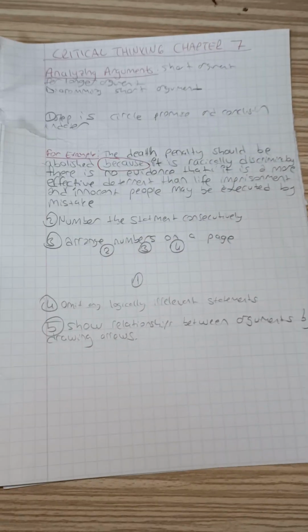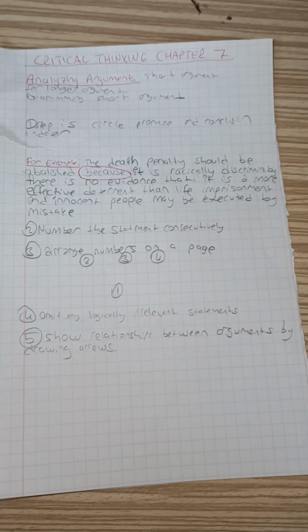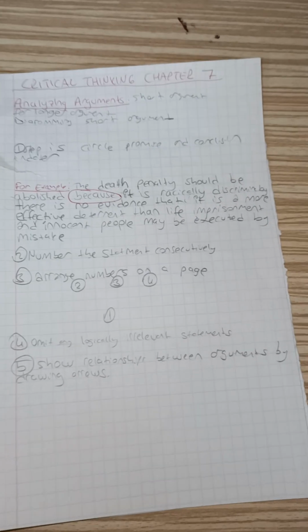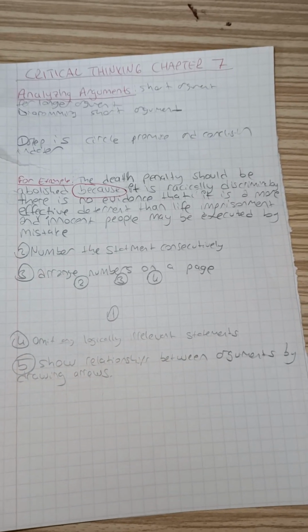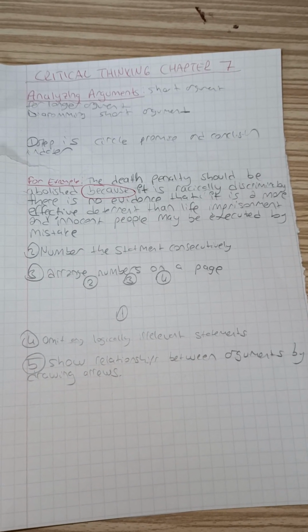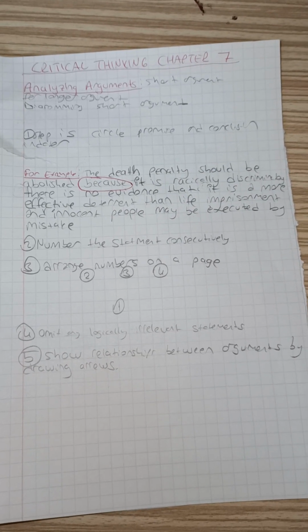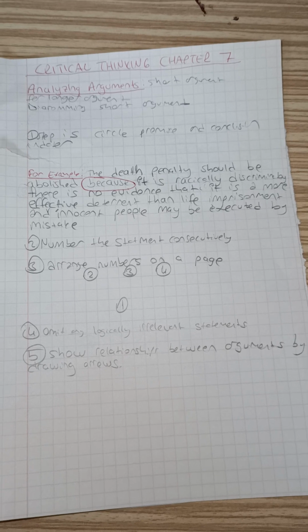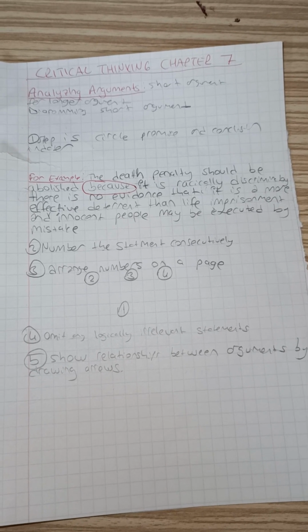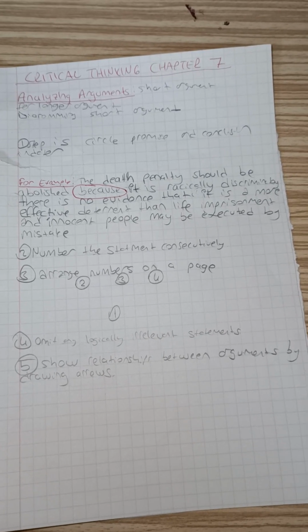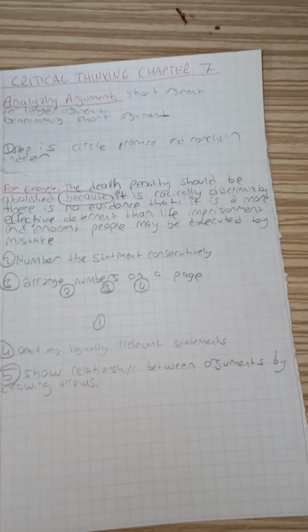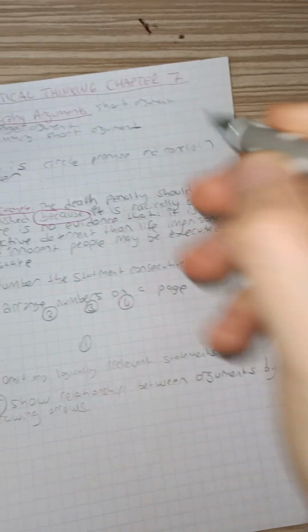Hi everybody, I am Zehra and I'm going to tell you about chapter 7 of critical thinking. In this chapter we are going to discuss analyzing arguments. There are two methods for analyzing arguments, one for short arguments and the other for longer arguments. We are going to begin with short arguments.